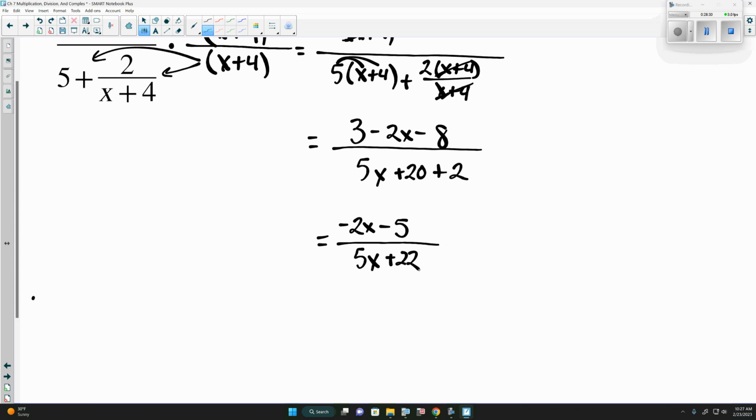Is there any greatest common factors in the numerator besides 1 or negative 1? No. How about in the denominator? Nope. So that there is as simplified as it gets. Any questions on any of this here?